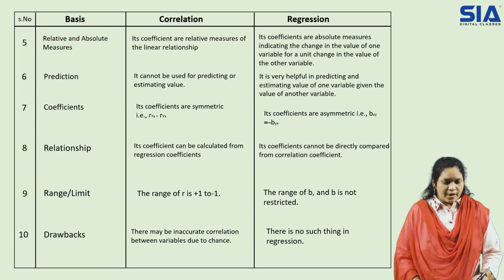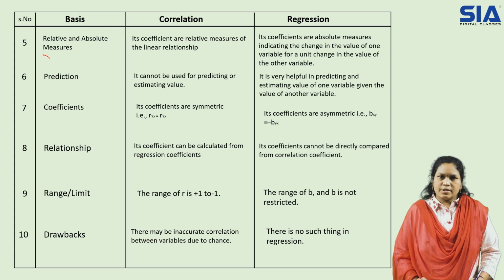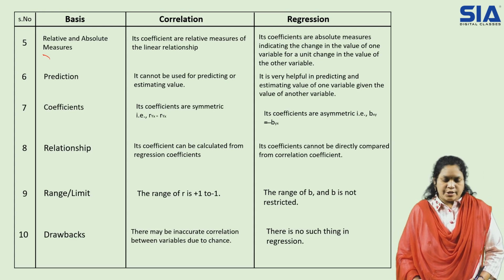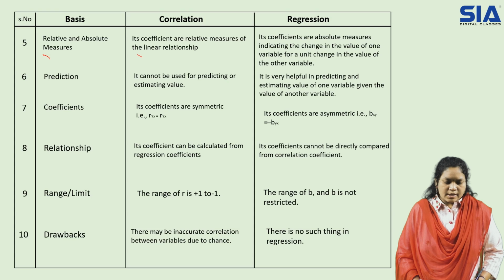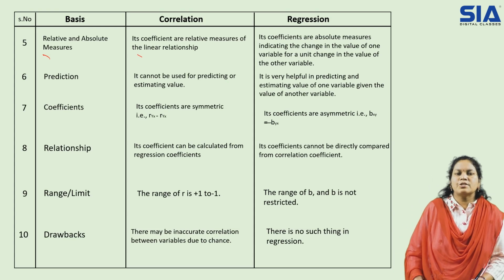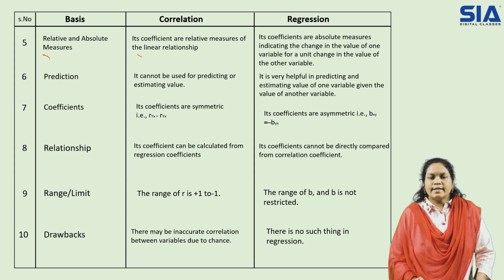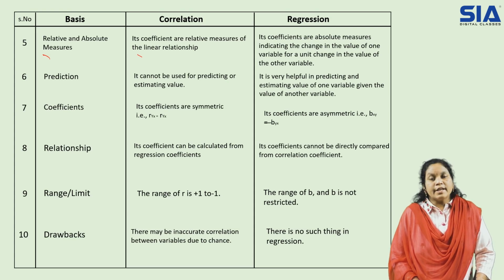Next, the fifth point we have here: relative and absolute measures. Let us learn how each gives relative and absolute measures. In correlation, first, its coefficients are relative measures of the linear relationship. Yes, we have coefficients in regression as well as correlation. So when it comes to correlation, coefficients are relative measures of the linear relationship.